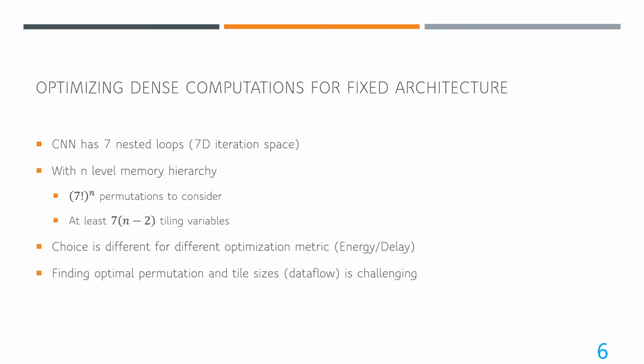As we saw before, matrix multiplication has 3 nested loops. CNN, however, has 7 nested loops. With an n-level memory hierarchy, for CNN, we have 7 factorial raised to n permutations and 7n minus 2 tiling variables to choose values for. The search space for finding the optimal permutation and tile sizes, or a data flow, even for a fixed architecture, is huge.